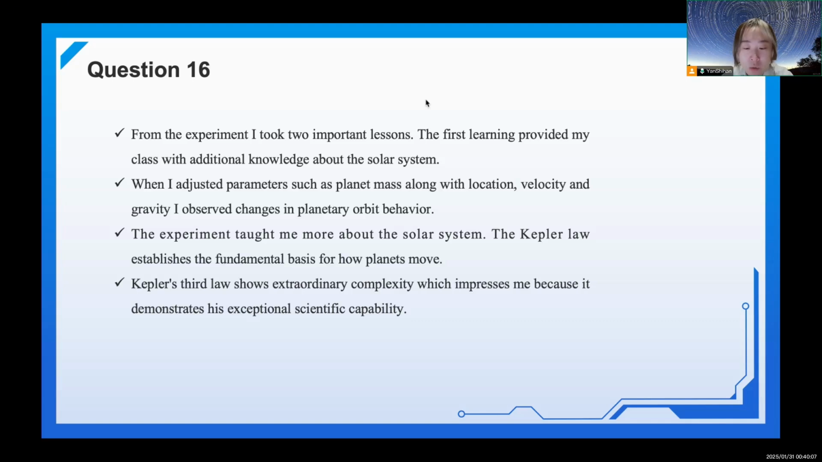Kepler's laws establish the fundamental basis for how planets move. Kepler's third law shows extraordinary complexity, which impresses me, because it demonstrates his exceptional scientific capability.